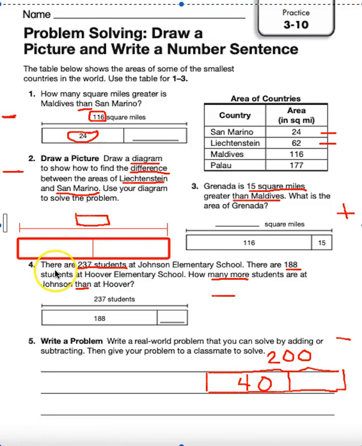So you could say, there are 200 students at Leawood Elementary. There are 40 students at Lincoln Elementary School. How many more students are at Leawood than at Lincoln? Okay, totally made that up. I just changed out the numbers. I changed out the schools, but I made it my own. So you guys can do things like that too and come up with your own problem.